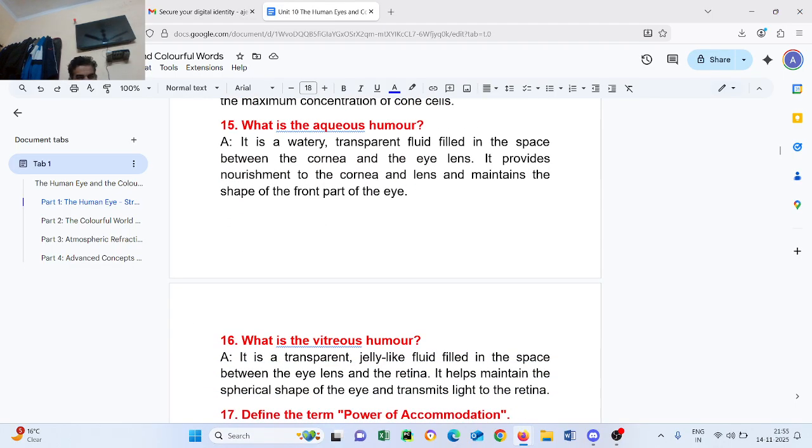Question number 16. What is the vitreous humor? It is a transparent, jelly-like fluid filling the space between the eye's lens and the retina.